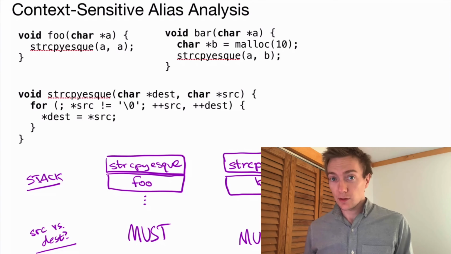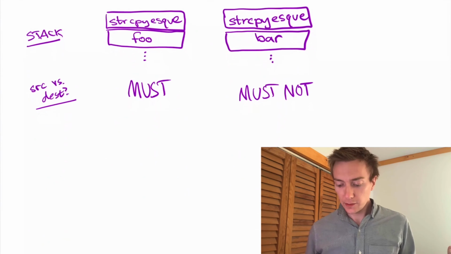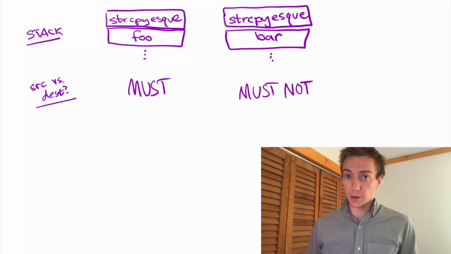On the other hand, if we introduce just a little bit of calling context, that is, if we introduce awareness of just the one function that called the string copy function, we can conclude that it is definitely the case that these two things alias in the context of foo and must not alias in the context of bar. And this is much more useful.